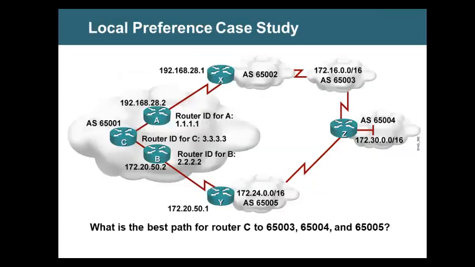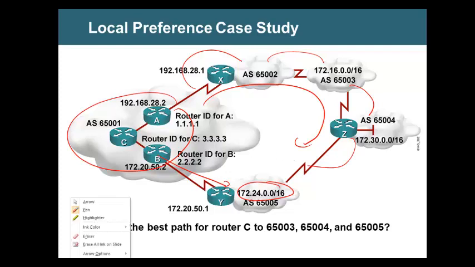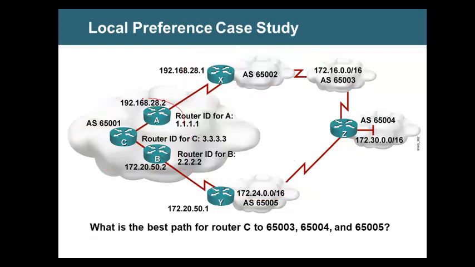For Y, this autonomous system will prefer to go this way. It won't take this path. Why? Because it is 1, 2, 3, 4 hops, 4 ASes. So for Y, all will go this way. 24 is Y. This is Y.